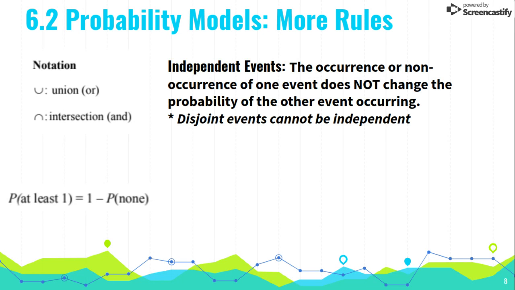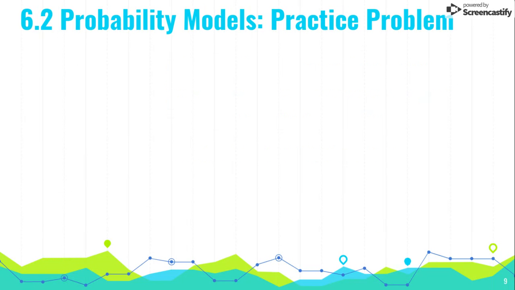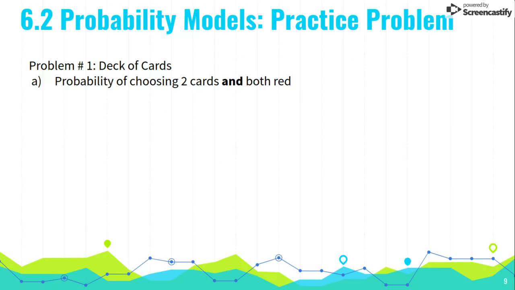Independent events: the occurrence or non-occurrence of one event does not change the probability of the other event occurring. And disjoint events cannot be independent. The multiplication rule for independent events is that the probability of A and B equals the probability of A times the probability of B, and that's only possible if and only if A and B are independent events. The probability of at least one event occurring is 1 minus the probability of none.